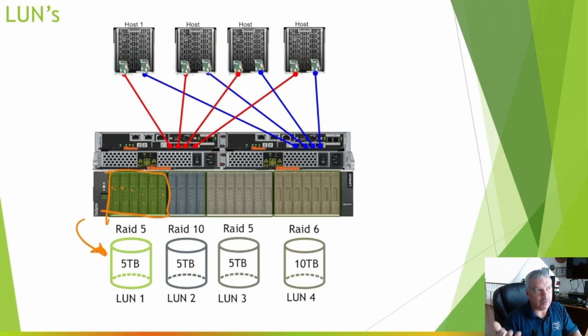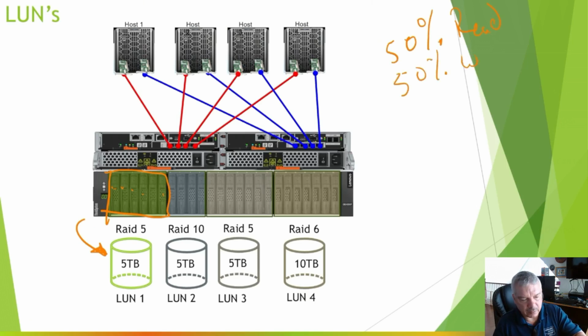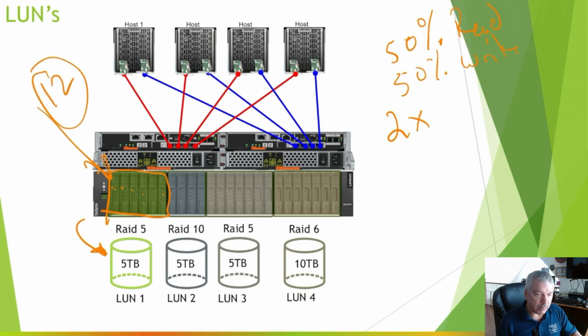A general rule of thumb at IBM that we used to use: if you're doing 50% reads and 50% writes, if you double the number of disks in your array, so if I went from 6 drives over here to 12, I would increase my performance by about 50%. That was kind of a general rule of thumb that we went with, right? So by adding more drives to your array, you can actually increase performance.